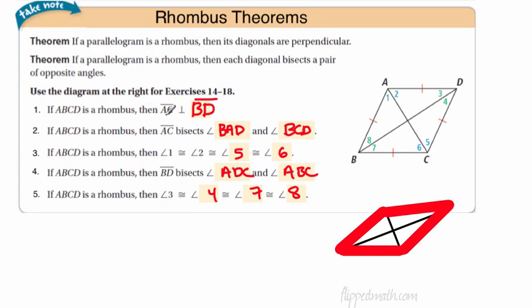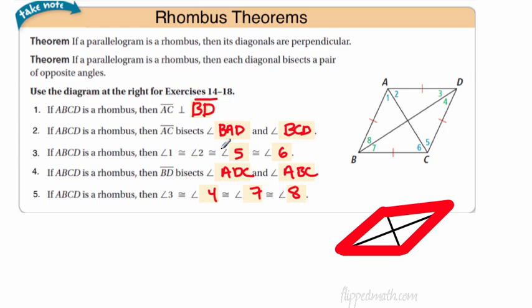If ABCD is a rhombus, then AC is perpendicular to BD. Those are the diagonals. AC bisects angle BAD and BCD. And yes, you can write those different ways and put them in different orders. That's okay. If ABCD is a rhombus, then 1 is congruent to 2. And remember, this is still a parallelogram, so we have alternate interior angles here because the opposite sides are parallel. So 2 would also be congruent to 6, and 1 would be congruent to 5.